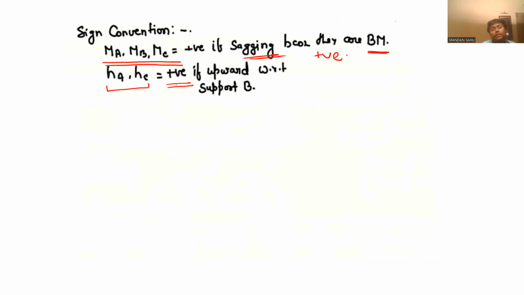Yes, sir. Whatever you have written, MA, MB and MC, positive if sagging. Then what is written there after positive? Sagging. Then this is because. Oh.